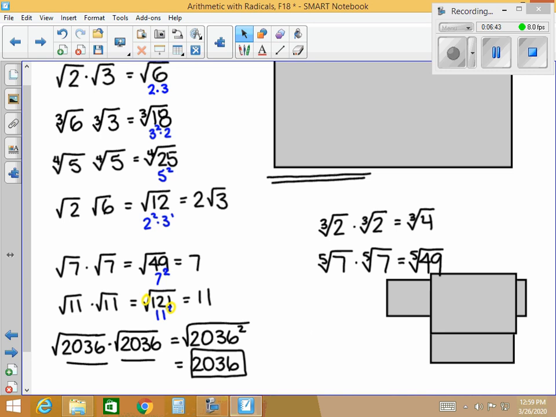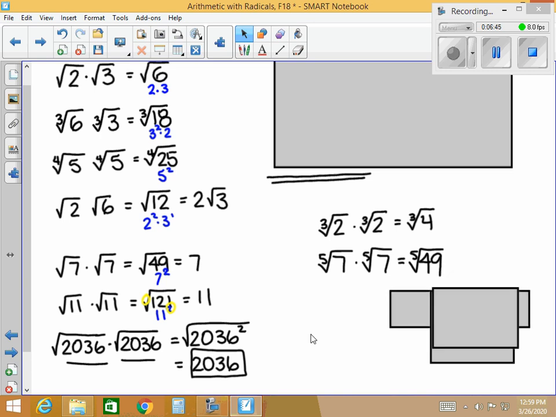The rule from the other page still applies. We just multiply the numbers or expressions underneath. We keep the fifth root there, or the cube root there, or the square root there. But when I multiply a square root times itself, it makes things go away.